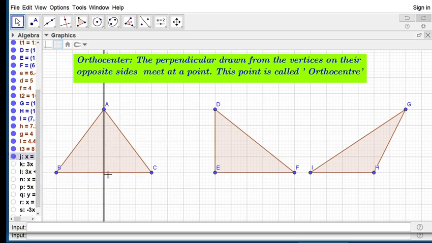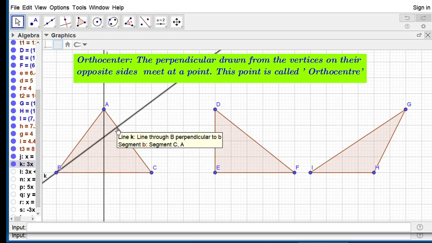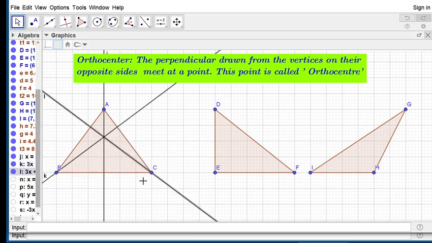This is the perpendicular drawn from this vertex to the opposite side BC. Similarly, next from B to AC I have drawn another perpendicular, and next from C to AB I have drawn the perpendicular. Now this is called the orthocenter in an acute angle triangle. It lies inside the triangle. Yes, this is the orthocenter.